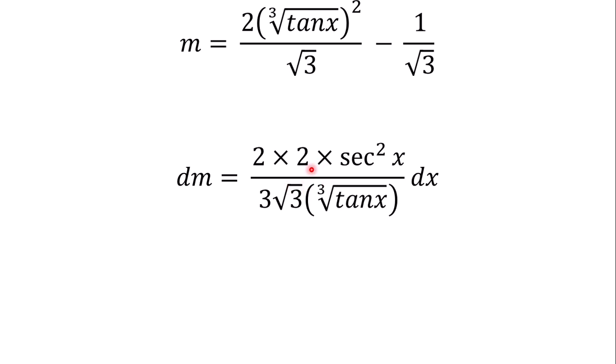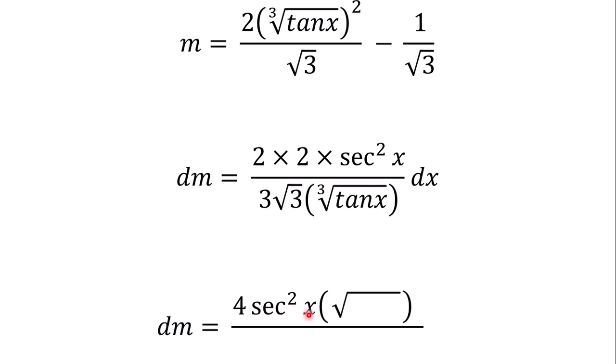So this was just to show you what I just said. The same thing as 2 over 3 times 2 over square root of 3 times secant squared all over this one. Alright. Now when you compute this, you're going to get dM is equal to 4 secant squared times cube root of tangent x.